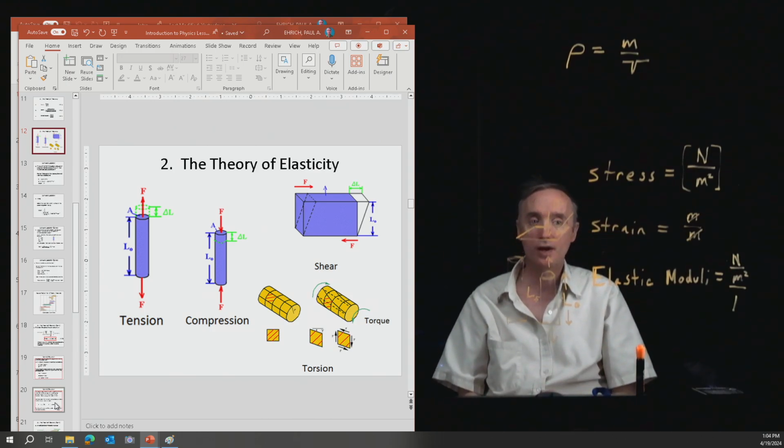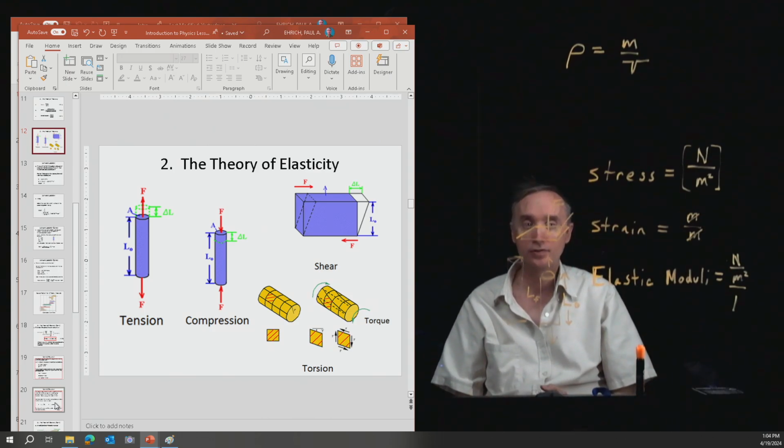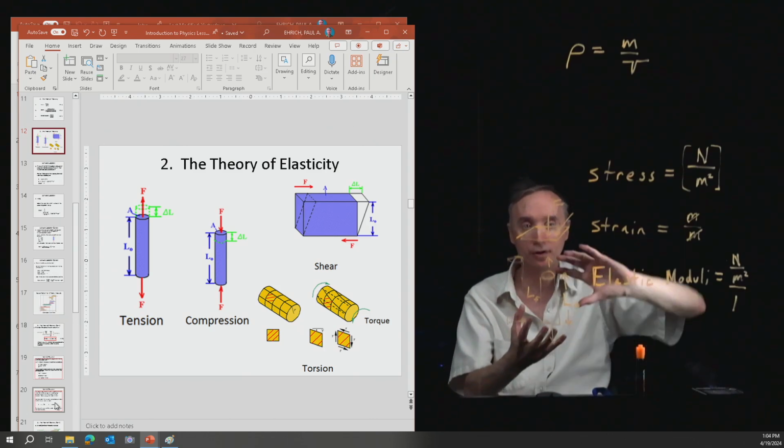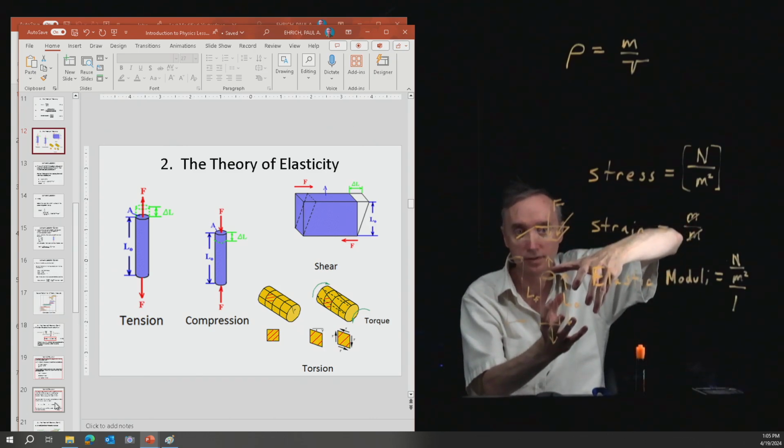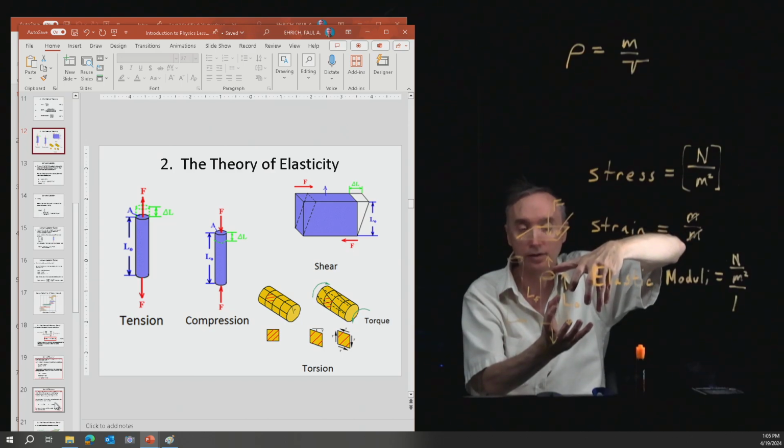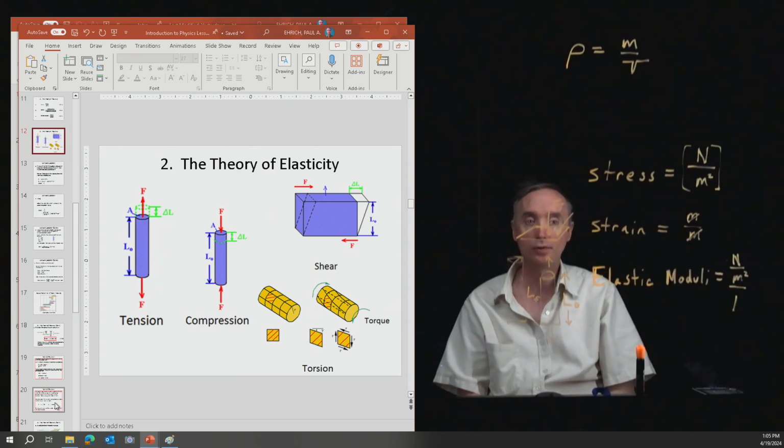And then you could also have torsion, and that is where you've got a cylinder and you twist it, so you're applying a torque to it, and that's going to change the shape of that cylinder. So those are all examples of different kinds of stress and then the associated strain that goes with it.